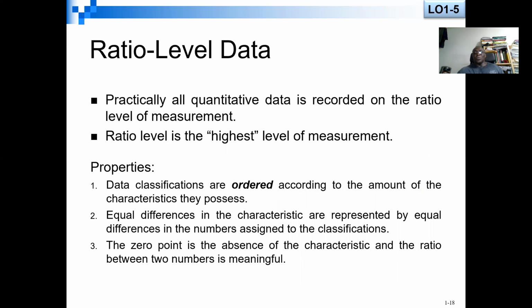The ratio level is almost practically everything. All the quantitative data is recorded on the ratio level of measurement. So ratio level is the highest level of measurement. Data classifications are ordered according to the amount of characteristics they possess. Equal differences in the characteristics are represented by equal differences in the numbers assigned to the classifications. The 0 point is the absence of the characteristic, and the ratio between two numbers is meaningful.